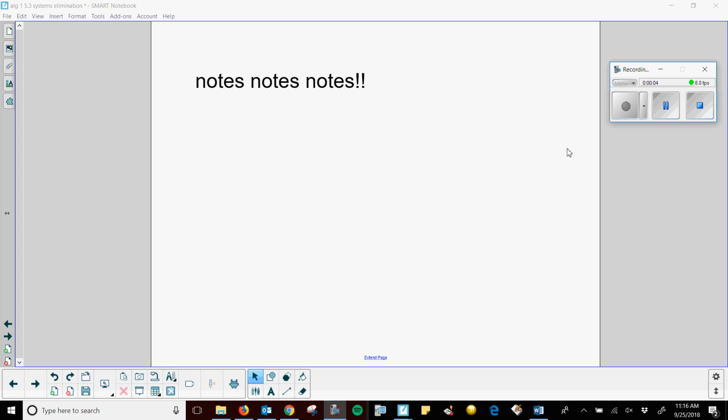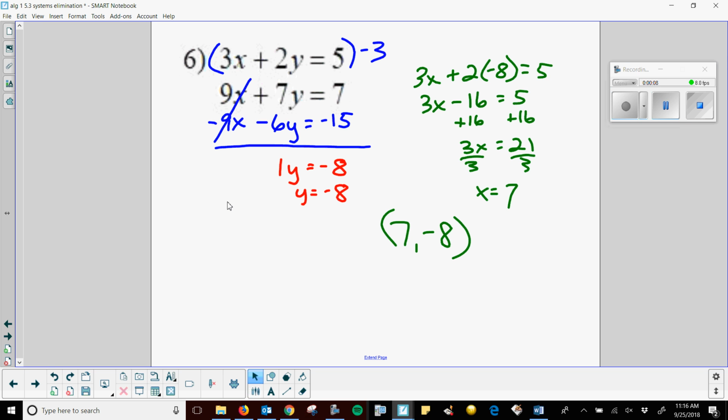Sweet. Day 3, solving systems by elimination. We're getting a little bit harder. Recap. Again, we're trying to combine our two equations and eliminate a variable.